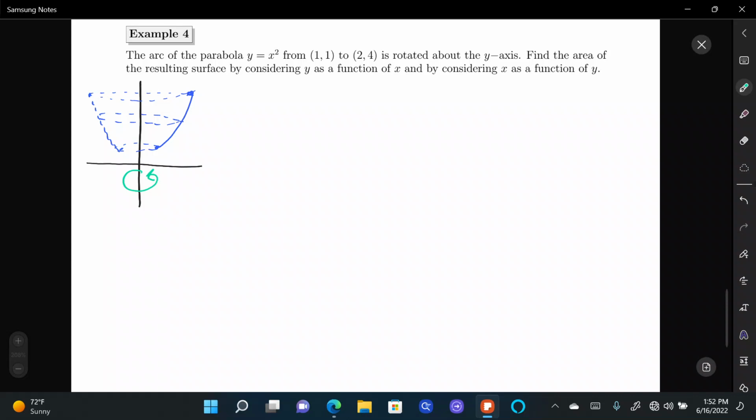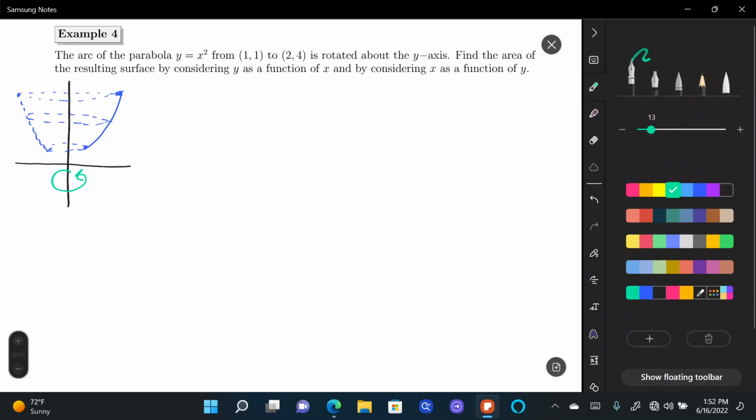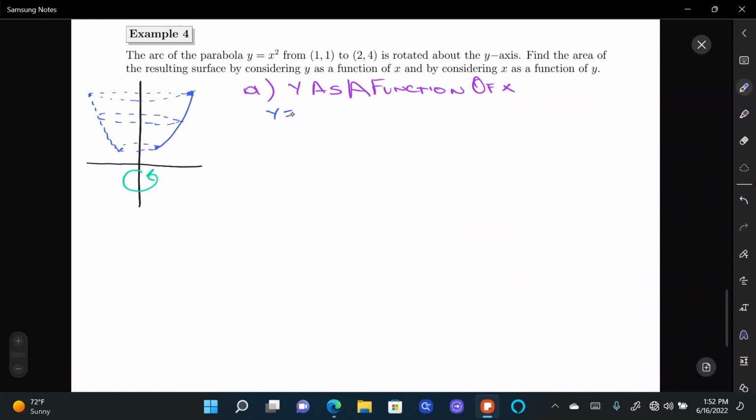Let's see, so letter A. Considering y as a function of x, so no need to do anything here. So let me label A, y as a function of x. So y equals x squared. We will need the derivative y prime or f prime, which is going to be 2x.